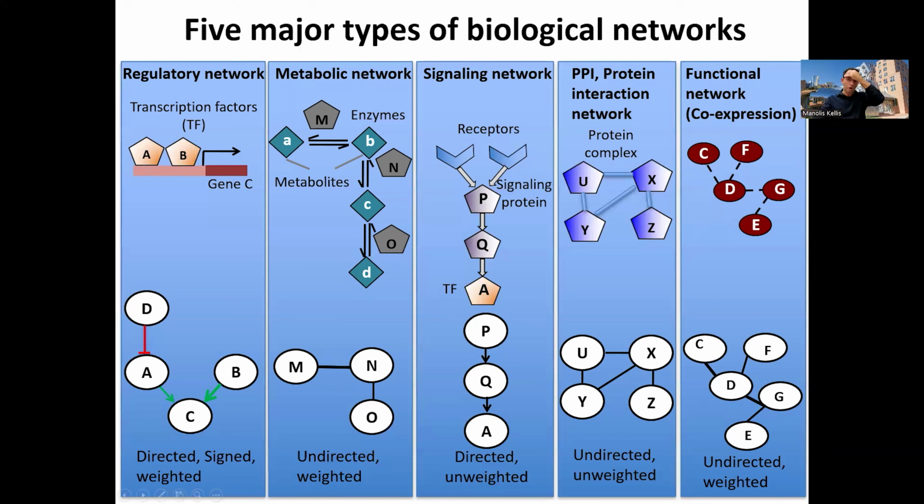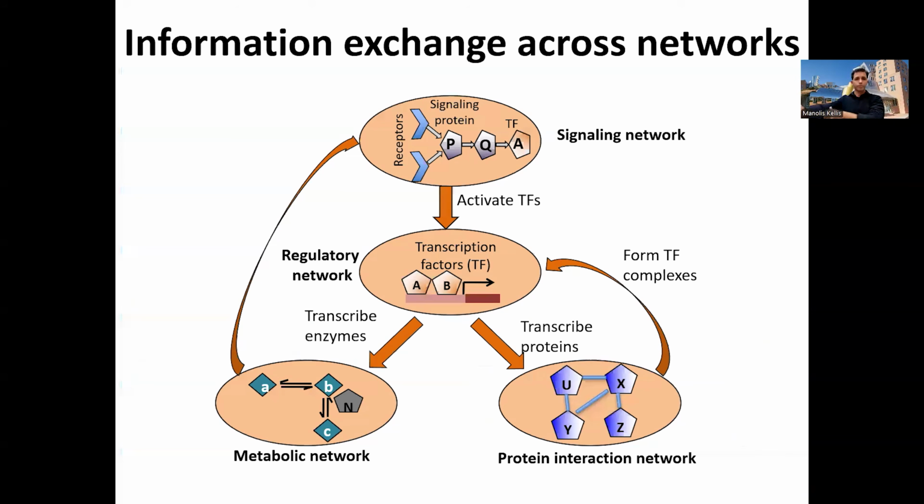And then these networks are undirected, but they're weighted. The strength of the correlation between D and G could be very different than the strength of the correlation between E and G. Everybody with me here? 5, 4, 3, 2, 1, who's following? Nice. All right.